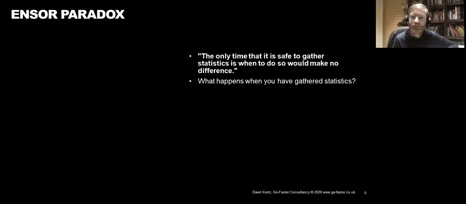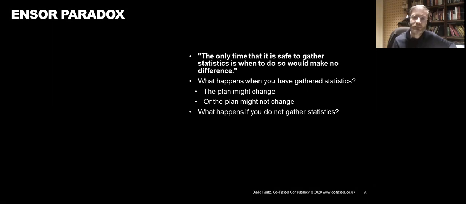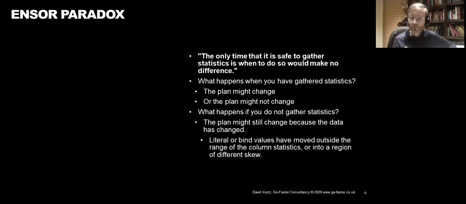What he's really asking is, what happens when you gather statistics? Well, the plan might change because you have new statistics. But then again, it might not change. And what happens if you don't gather statistics? Well, the plan might still change because the data has changed, or more likely, the literal and bind variables inside the application have moved outside the range of column statistics that are on the table, or into a region where the data is skewed differently, perhaps.